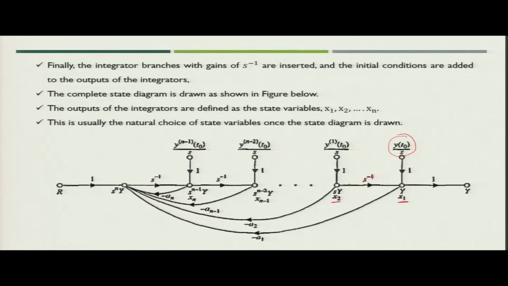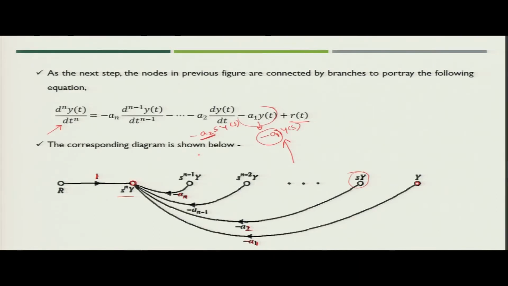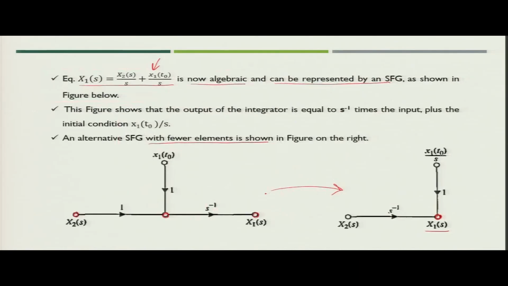We will use that information and connect the adjacent nodes. In this way, you can connect all the adjacent nodes with 1 by s and put the initial condition, because when you divide the nth order differential equation into n first order equations, you will have the equation as we discussed in this case.